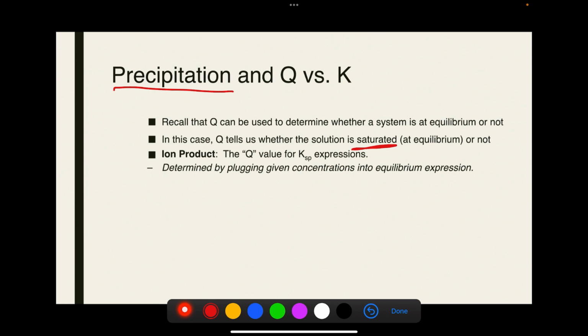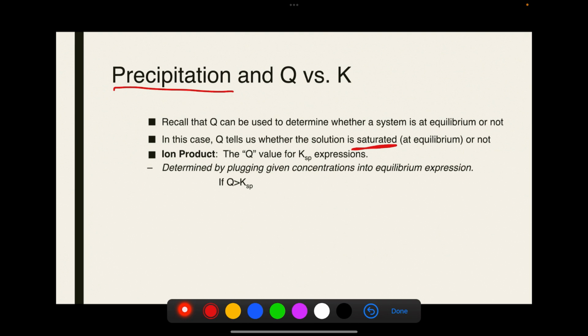Recall that we determine the Q value by plugging given concentrations into the equilibrium expression. Basically, we're asking ourselves, are these concentrations equilibrium concentrations? And if not, what needs to happen to them to get them to equilibrium concentrations? In this case, our answer has a very specific meaning.